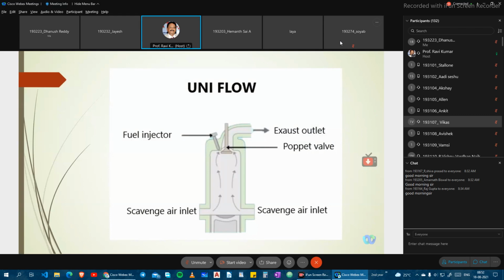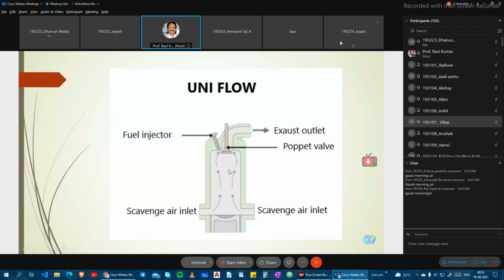Then we have an exhaust outlet given on the top, and the scavenging air inlet will be there. Two air inlets will be given so that the flow is uniform, close to the top, because this is a two-stroke diesel engine. Here we are seeing the uniform flow of the air, and here we have a fuel injector.